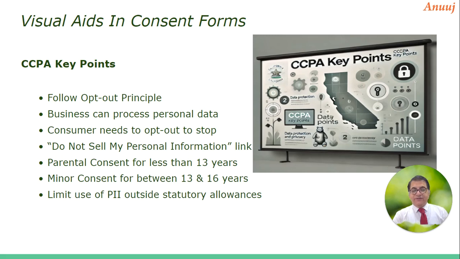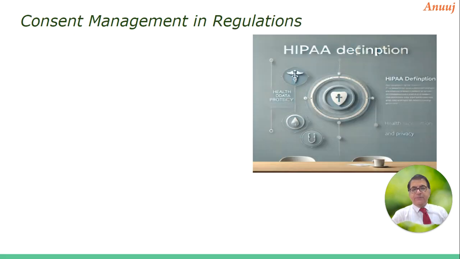Limit the use of personal information, personally identifiable information, outside statutory allowances, right? So if you are using my information beyond what the law has allowed, then you have to limit that, right? So that's another thing. PII is personally identifiable information, and we have one single video talking only of PII, so you can browse through my channel videos and have a look at it.